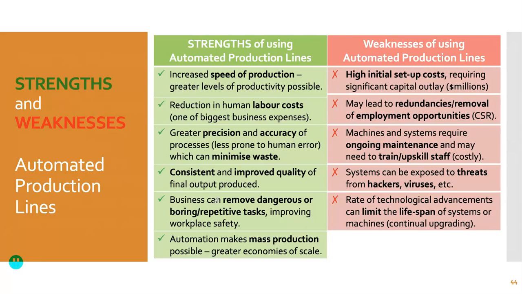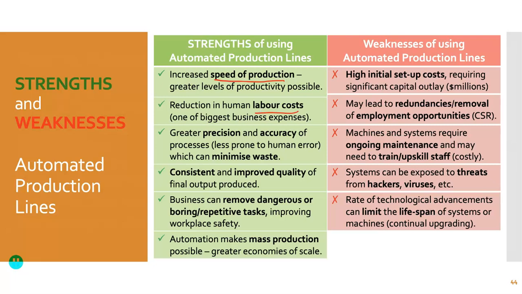So what are the advantages and disadvantages of this? For each strategy that we do, we would need to think about the good and the bad. Now, the strengths include things like there will be increased speed of production. There is greater productivity possible because machines are faster, they don't get tired. And while it means people lose their jobs, as a business, this means we have a reduction in a large cost, which is labor, which is one of the biggest expenses.